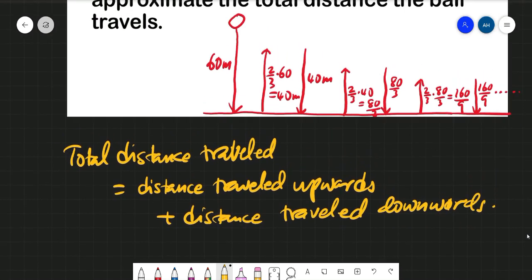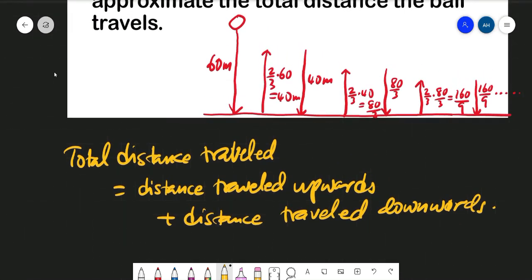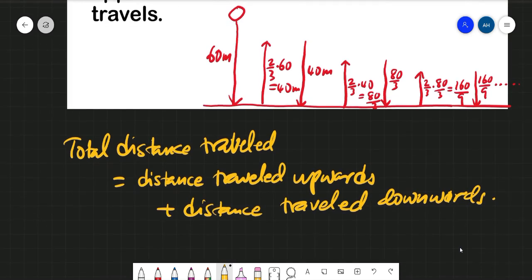Okay, maybe we can find the distance traveled downward first, right? See here, downward 60 meters, right? The first one is 60 meters, and then this one also going downwards, that is 40 meters. Another one here, going downwards also 80 over 3 meters. There is one more here, the distance traveled downwards 160 over 9, and the process continues. There is more distance there, and we are not going to write it down. It's going to infinity.